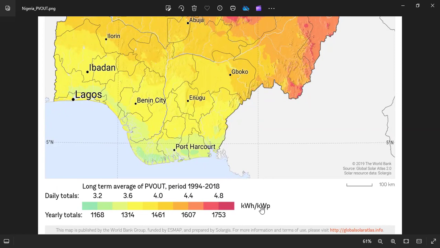Kilowatt hour is the unit of energy to be generated. You understand? Just like we have our kilowatt hour as the quantity of electricity you buy, the same thing is kilowatt hour per kilowatt of power. So if you have 1 kilowatt of power in this green zone here, Lagos, all those coastal areas, it means you'll be generating around 3.2 kilowatt hour per day.